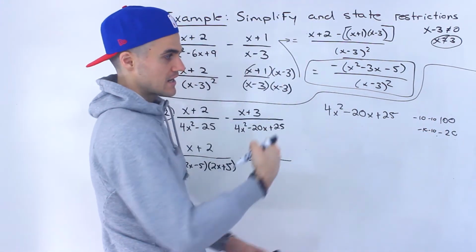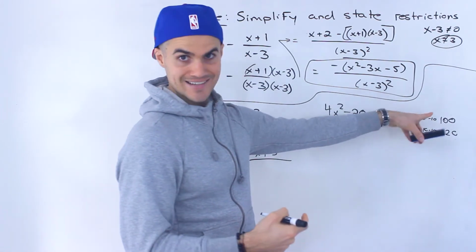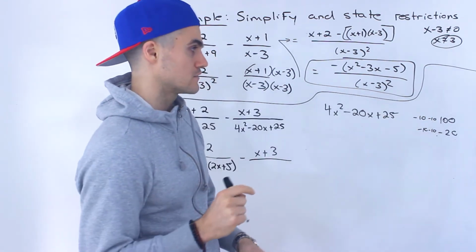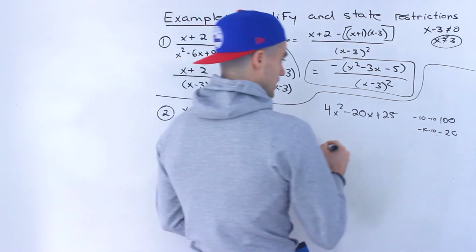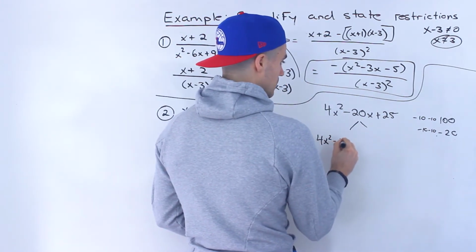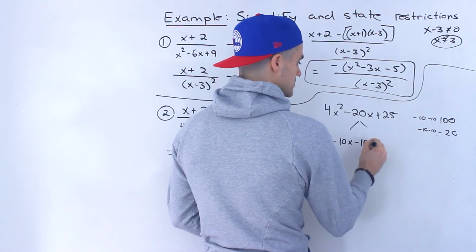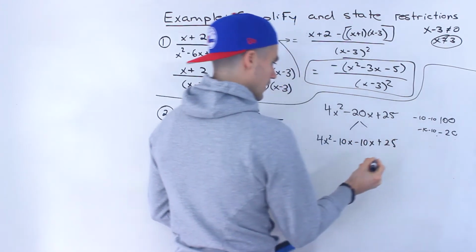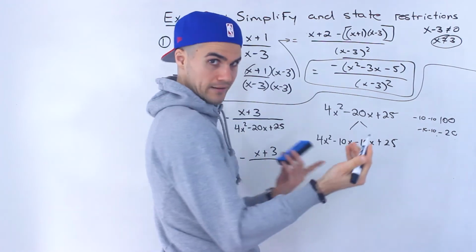Right? Negative 10 plus negative 10 gives us negative 20. Negative 10 times negative 10 gives us positive 100. So we would decompose this middle term into minus 10x plus 25. And then from here, what we could do is we factor by grouping.